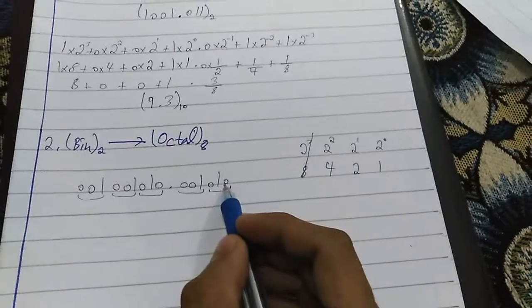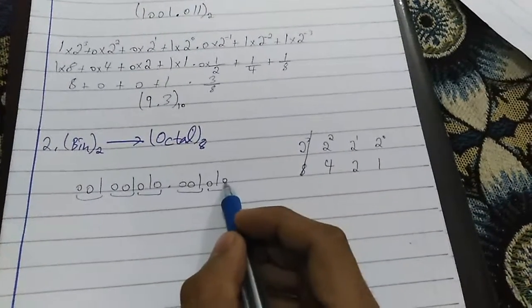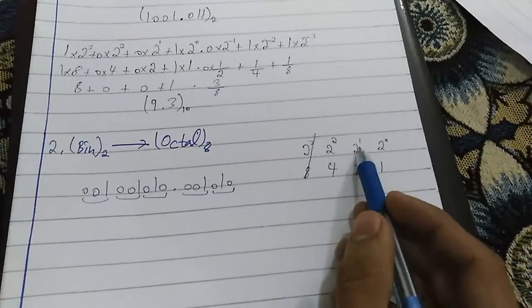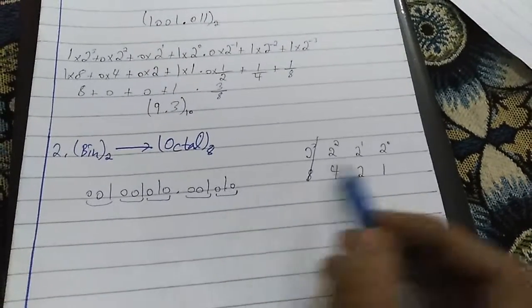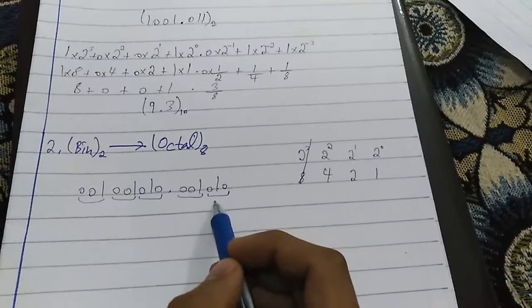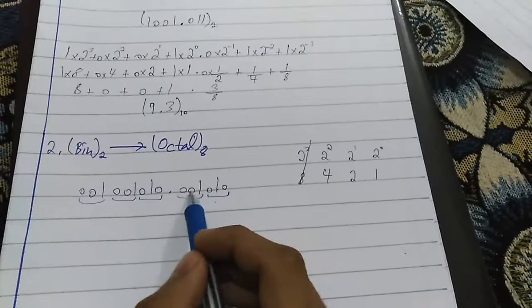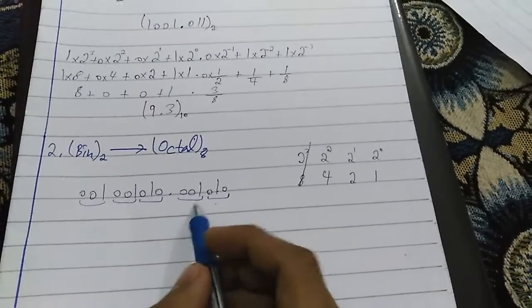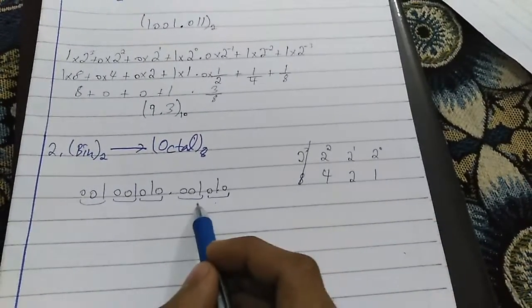Now we have to simply add: 0 into 1, 0 into 2, and 1 into 4 for the group. This will become 2, and this will become 4, and will also become 0 after multiplying. 1 will become 1 also.